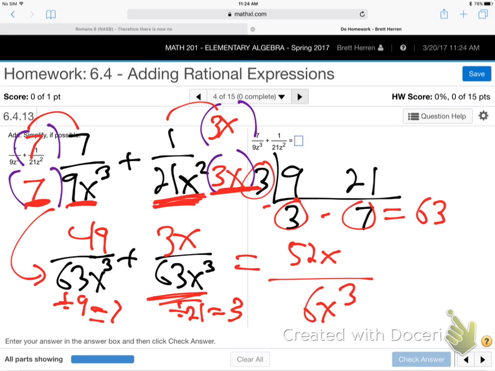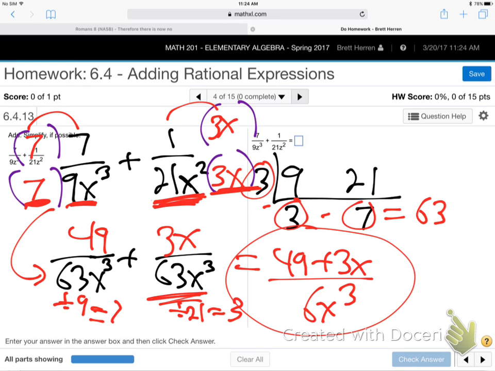But I'm still wrong even when I added them. Why is that wrong? It was 63. I got 63 down there. They're unlike terms. They can't add. They just stay like that and we're done.